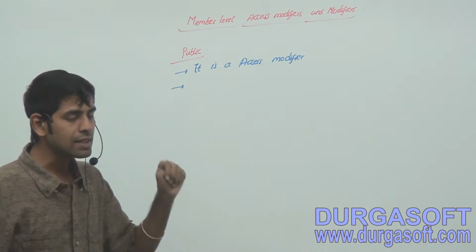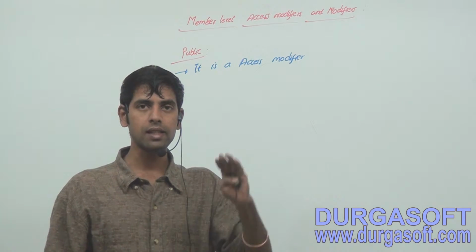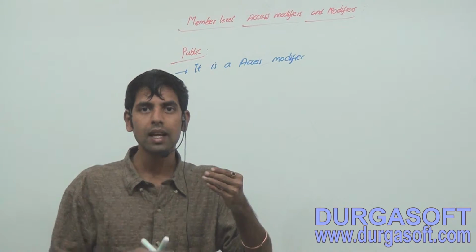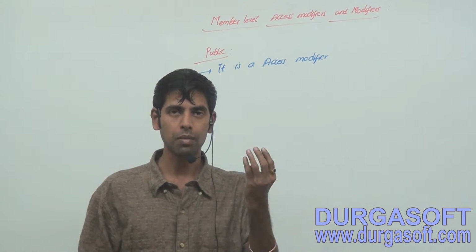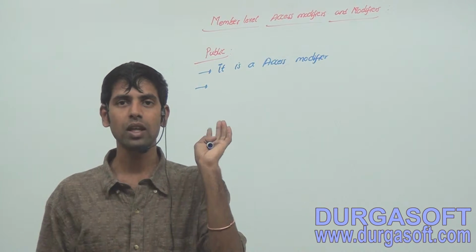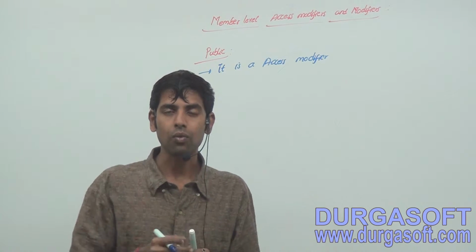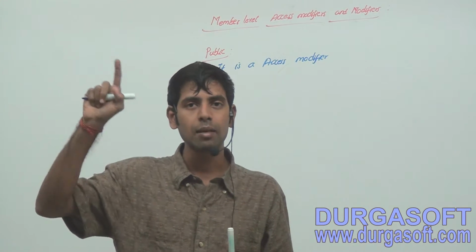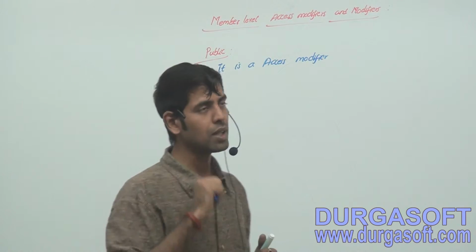If a class is declared as public, then at which places can you access it? Within the package and from outside the package, anywhere. The same thing is applicable even with these members. If a member is declared as public, you can access it within the package and from outside the package, anywhere. Then what is the twist here? A simple twist.